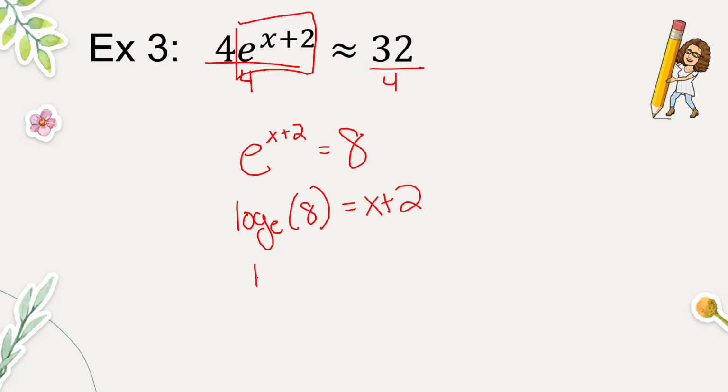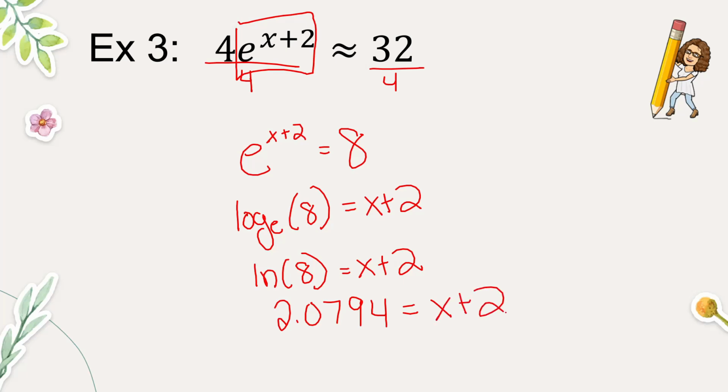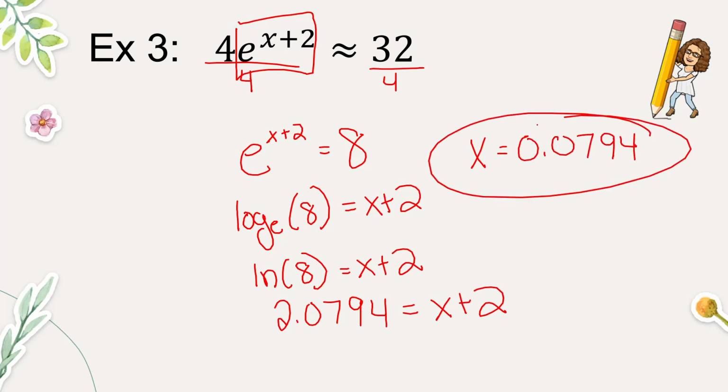Now log base e, that's just ln, right? Just change that back to its form that's more acceptable. Ln of 8, that is a calculator answer. I'm going to get 2.0794, rounded to 4 decimal places, of course, and subtracting 2, I almost did that on my calculator, 0.0794 approximately for an answer.